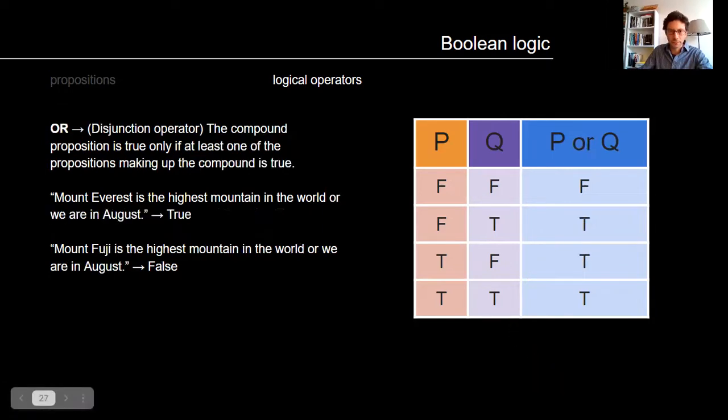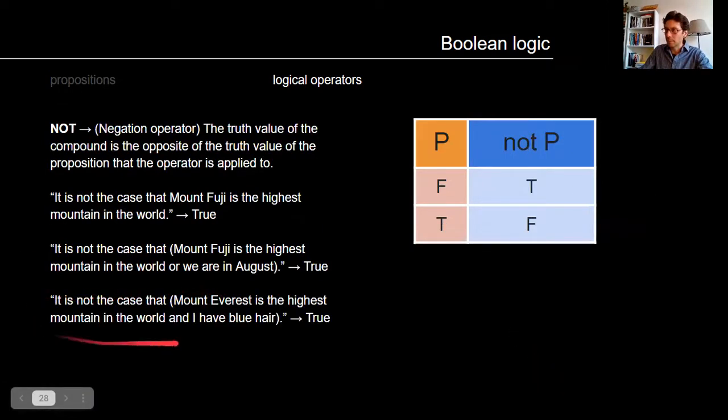Let me go forward 2 slides. Here we are discussing this example. Within the parentheses here, Mount Everest is the highest mountain in the world, and I have blue hair, gives out a false result. True and false gives out a false result. So in the whole sentence here, it's not the case that a false sentence. Here, whatever is in the parentheses can be named P, can be represented by the variable P. So it's not the case that P, where P is false. Again, when P is false, not P is true. That's why the whole value of this sentence is true.